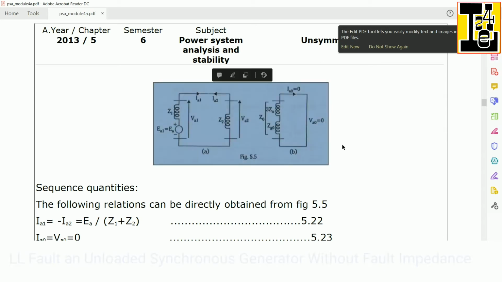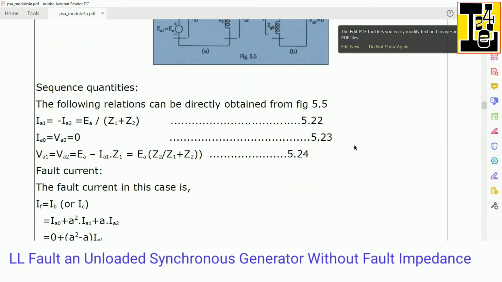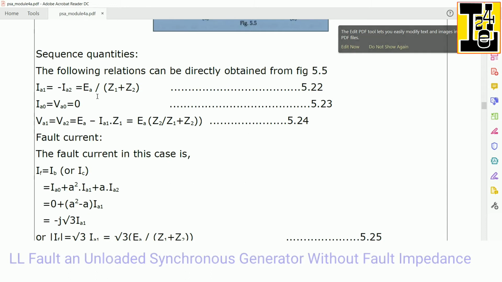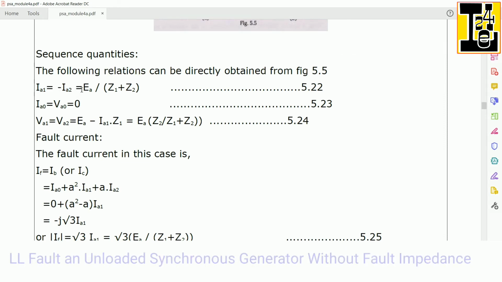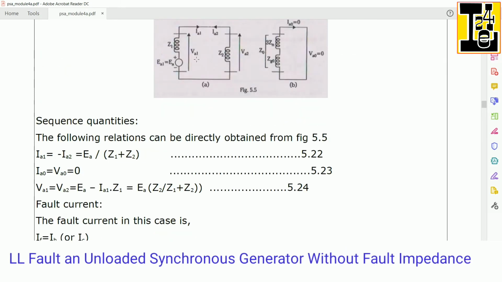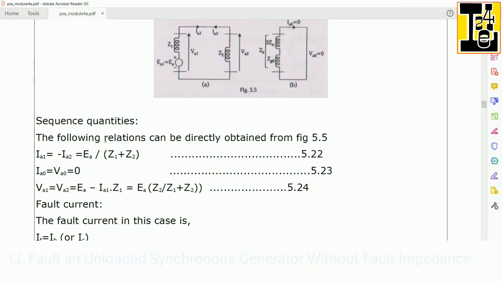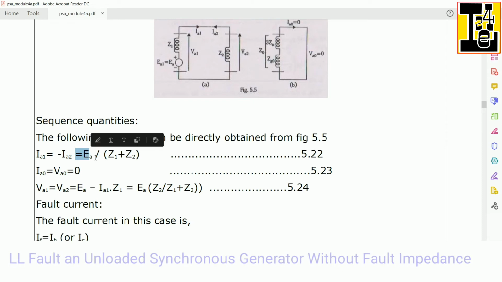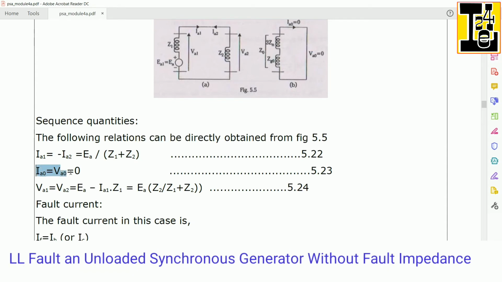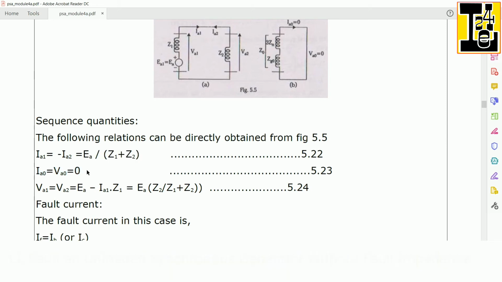By observing this interconnection of sequence networks, we can write the 6 sequence quantities. IA1 is equal to minus IA2, so the 2 sequence quantities will be obtained. By observing this positive sequence network, we can write that the current flowing in it will be equal to the EMF source EA divided by the total impedance, that is the positive sequence impedance and the negative sequence impedance. We can write IA0 is equal to VA0 is equal to 0. So 4 quantities will be obtained.